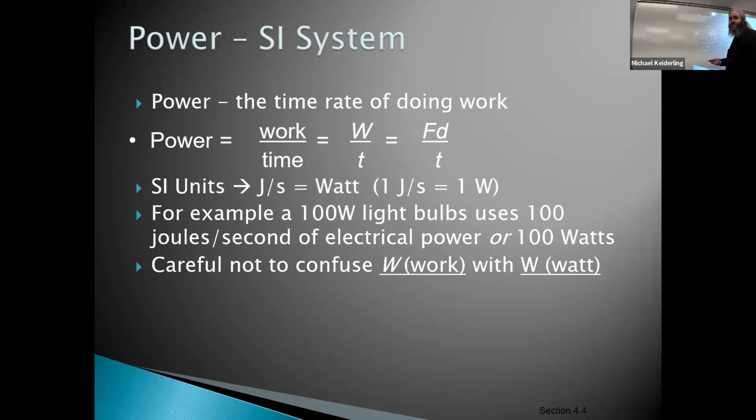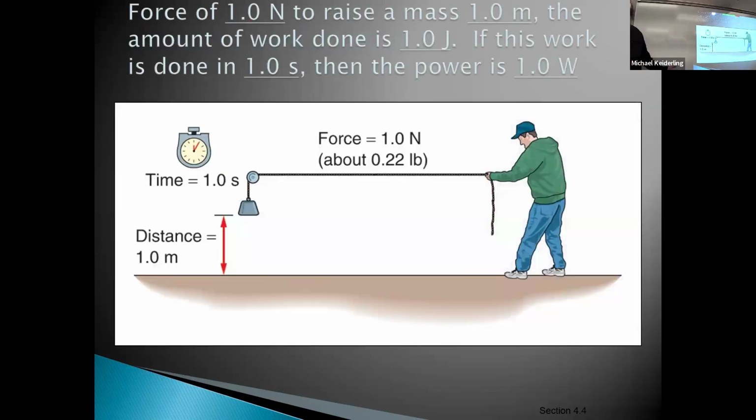And don't confuse work with watts. Basically, physics ran out of letters a while ago. So if you use a force of 1 Newton to raise a mass a distance of 1 meter, the amount of work you do is 1 joule. If that was done in a time of 1 second, then the power is 1 watt.